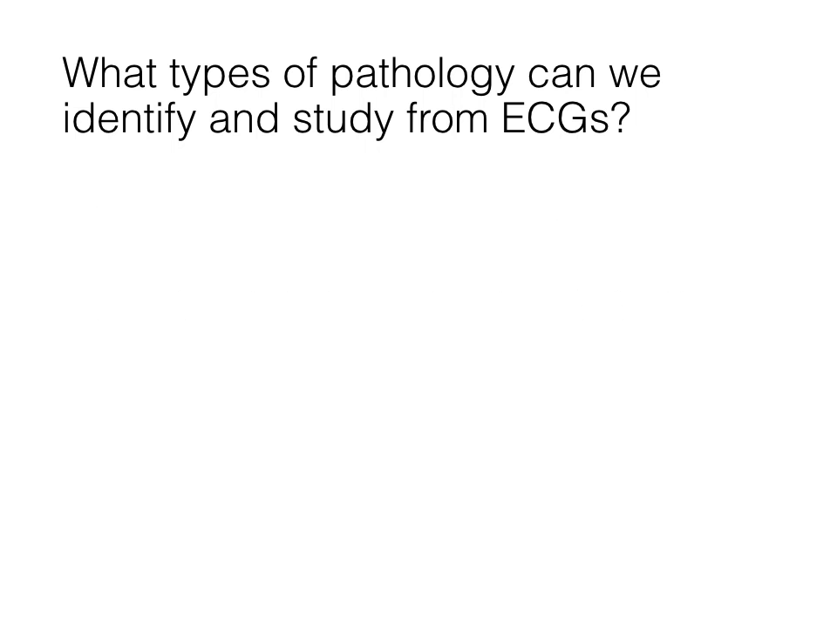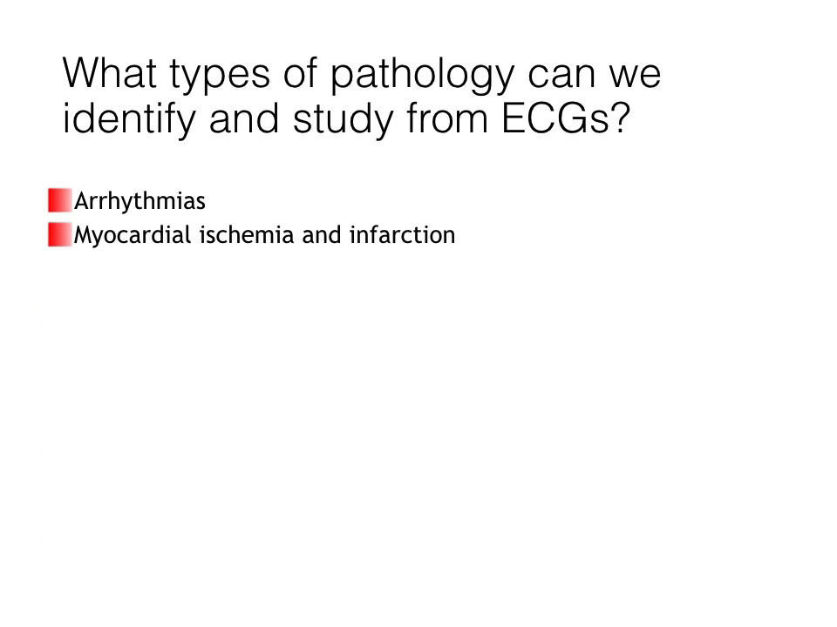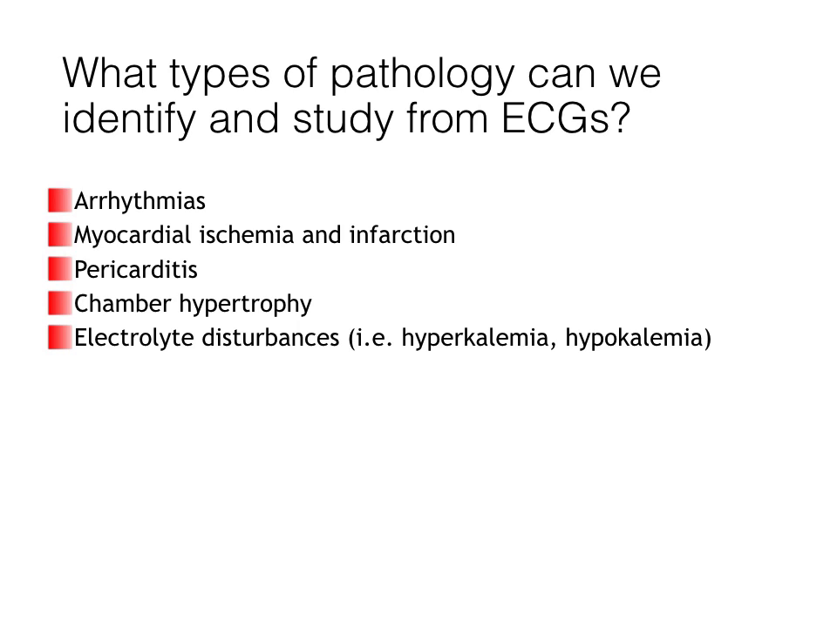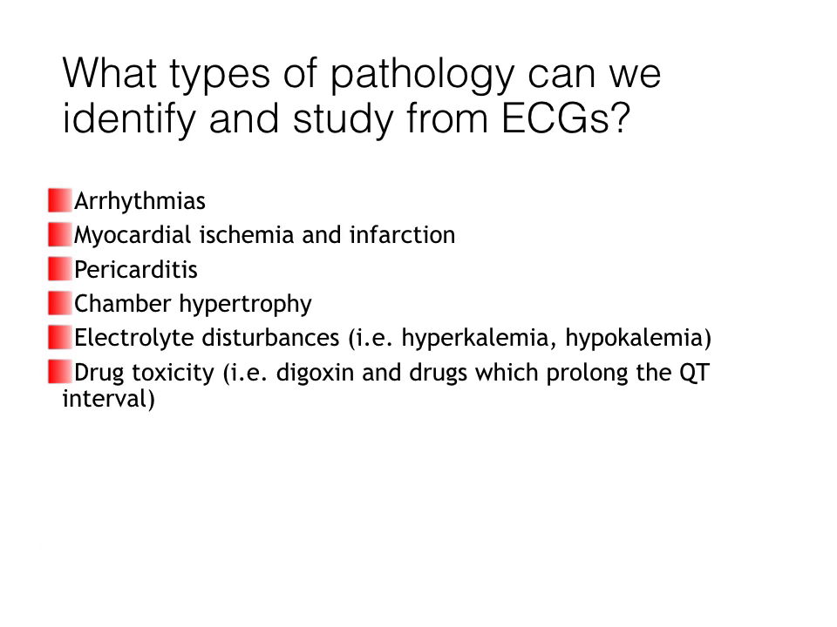What types of pathology can we identify and study from ECGs? Arrhythmias, myocardial ischemia and infarction, pericarditis, chamber hypertrophy, electrolyte disturbances like hyperkalemia and hypokalemia, and drug toxicities.